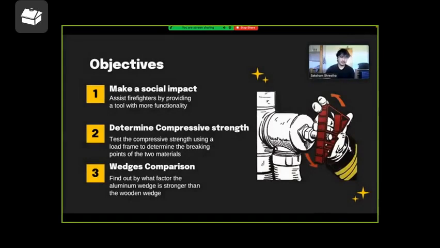Now, the main objective of this test is firstly to make a social impact by assisting the firefighters with a multifunctional tool with various functionalities during a firefighting situation. The second objective is to determine the compressive strength of two products, the Rascal Wedge and the conventionally used wooden wedge. The third objective is to compare the two wedges and find out by what factor the aluminum wedge is stronger than the wooden wedge.